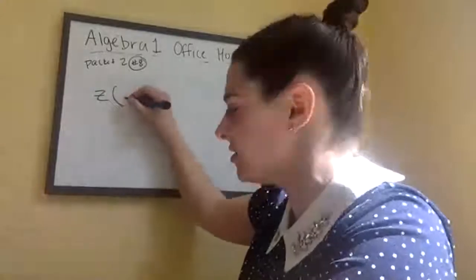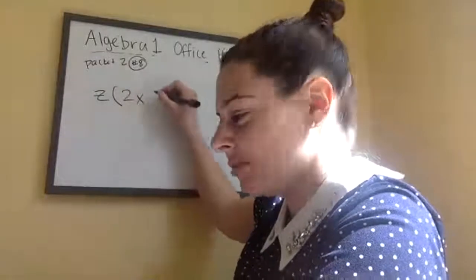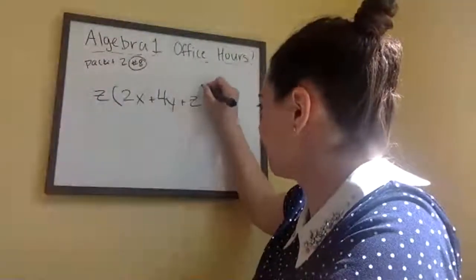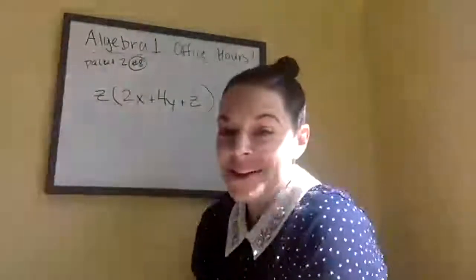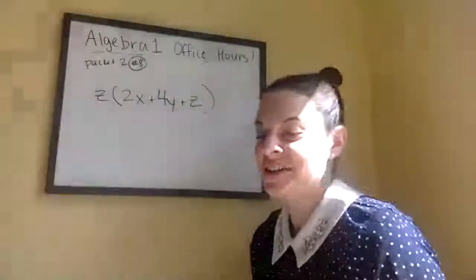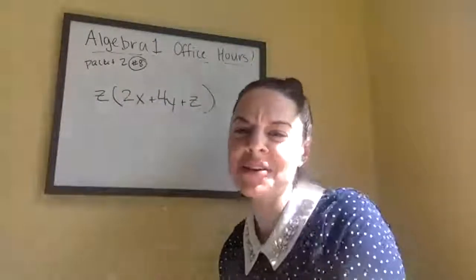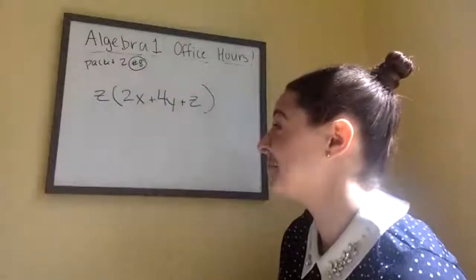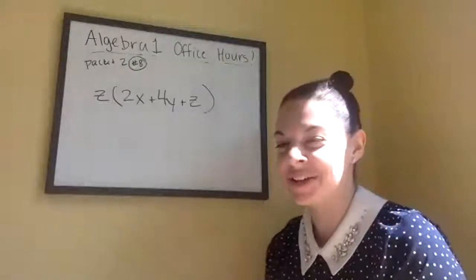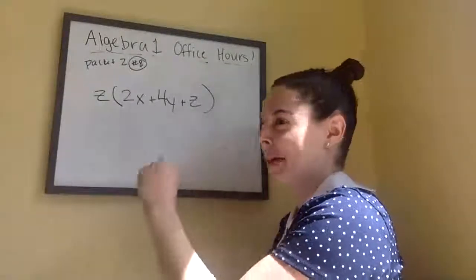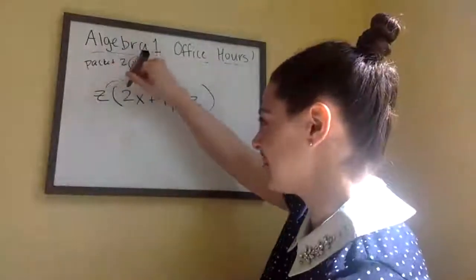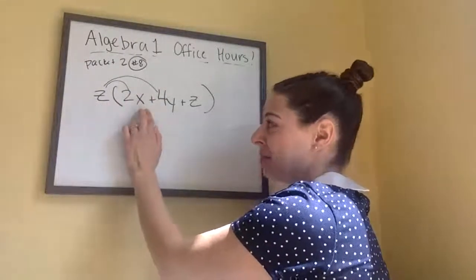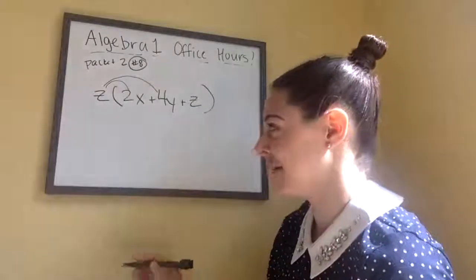Z times 2x plus 4y plus z. Okay. Remember, laws of exponents are only used whenever, I'll go over question 14 after. When it comes to exponents, you really can only do that if you're using the same base. You'll notice z times 2x, z times 4y. This is a z, this is an x. You can't do any exponent stuff with that one.